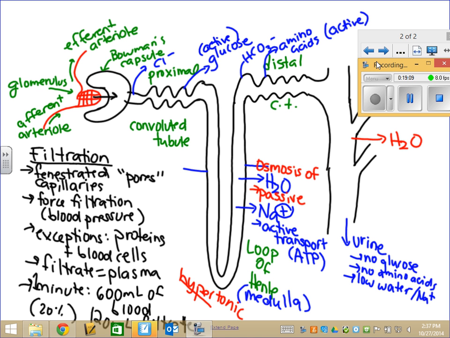Now we need to talk about the substances that get added in to the filtrate. Substances that get added into the filtrate, we refer to this as secretion. And so I'll show secretion with arrows that point inwards. Now generally secretion happens in the convoluted tubules. Not a lot of it happens in the loop of Henle. It can also happen in the collecting duct.